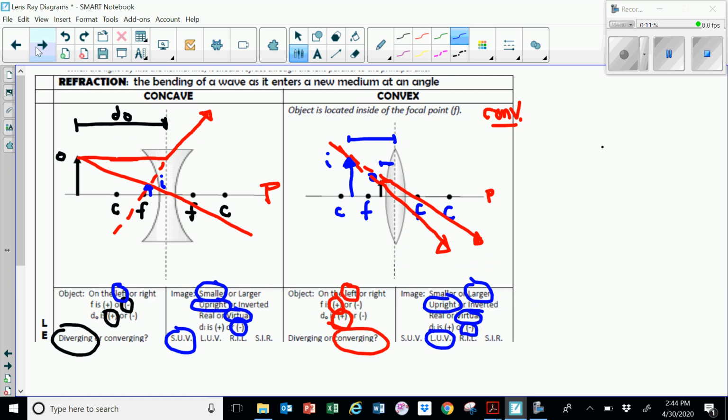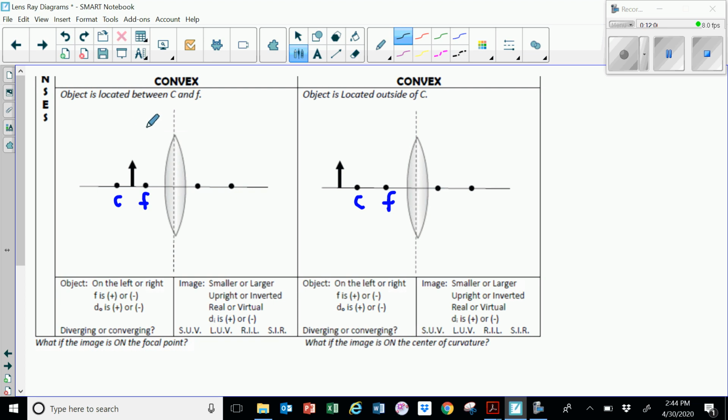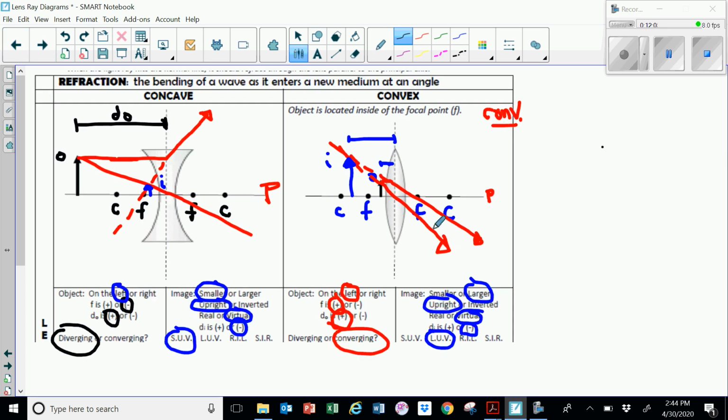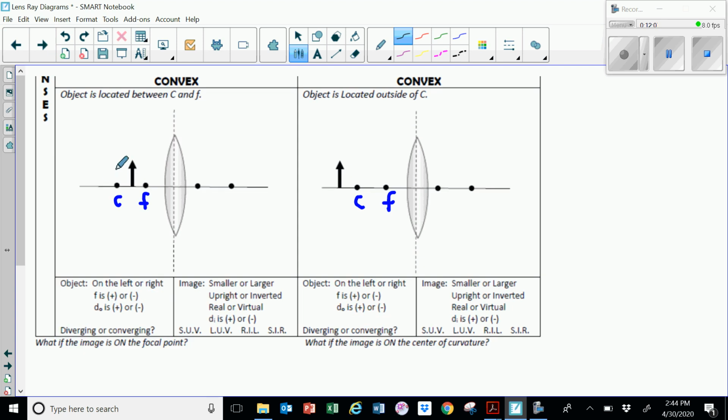Okay, let's go to the last couple. These are two more convex cases, just like the one we just talked about, except the object has been moved. Here it's between C and F. Here it's outside of C. Remember, the convex lens is always a converging lens. So the object's on the left.